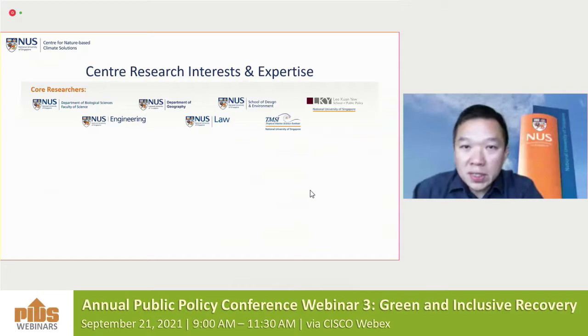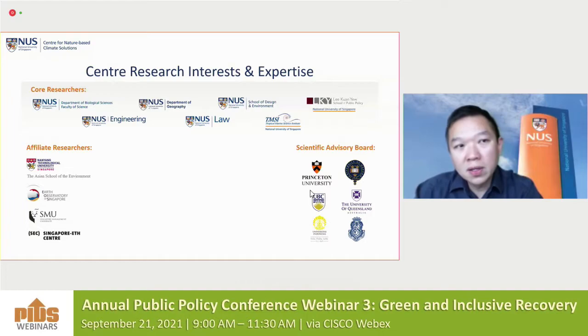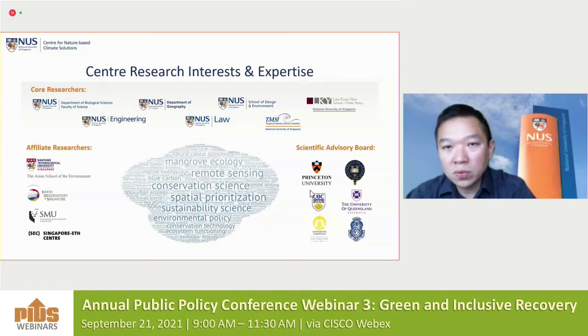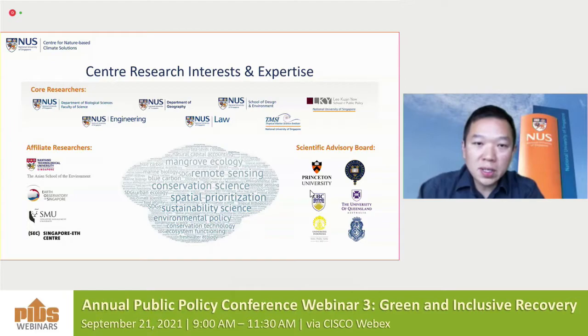With this center, we are bringing together researchers from across different disciplines, departments, faculties, and even universities to pool our resources and expertise to work towards our common goal. The research interests and expertise of the center's researchers are very diverse. They include marine biology, mangrove ecology, spatial prioritization, as well as environmental policy, governance, and law.